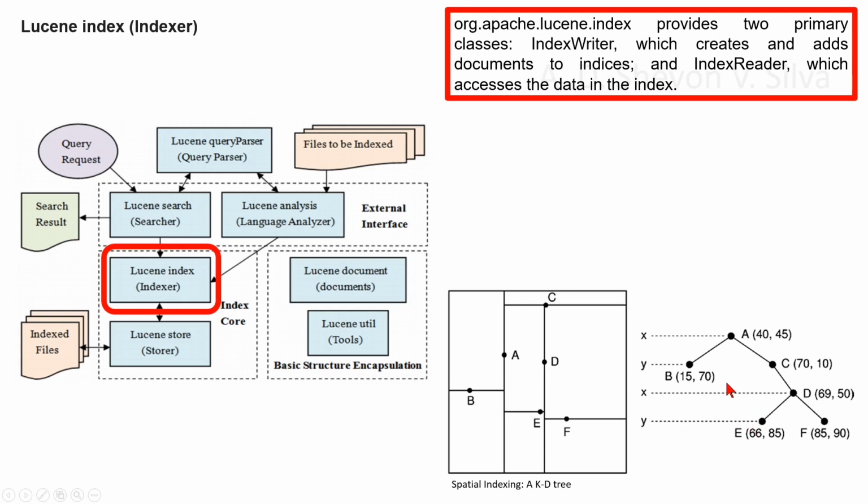This figure shows an example of a KD tree. Lucene's implementation uses the block KD tree, BKD tree, which is an efficient version that is IO friendly and restricts IO usage. Here you can see A is connected to B and C, C is connected to D, and D is connected to E and F.